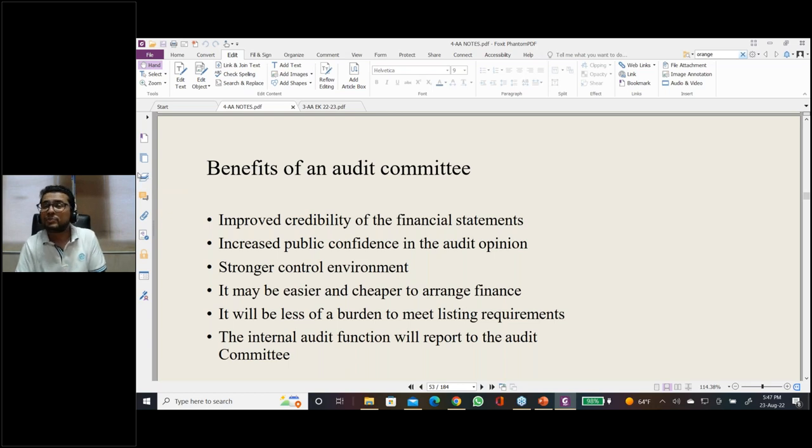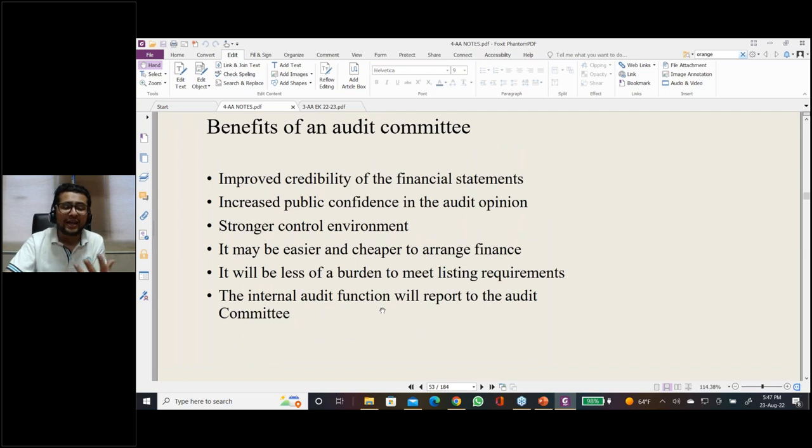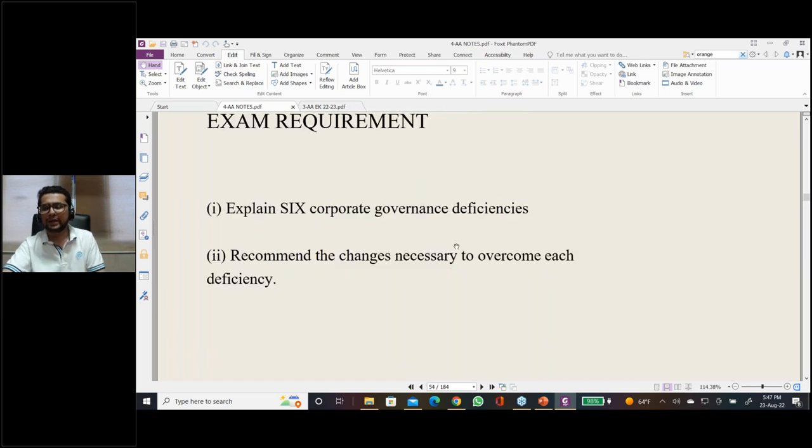You know, the public would trust the audit opinion more if there was an audit committee. So there are many, many benefits of the audit committee. Even the burden to raise the finance, or even the burden of the external auditor, or even the burden to meet the listing requirements in order to list the company on a stock exchange, all of them will be reduced with the help of a thing called audit committee.